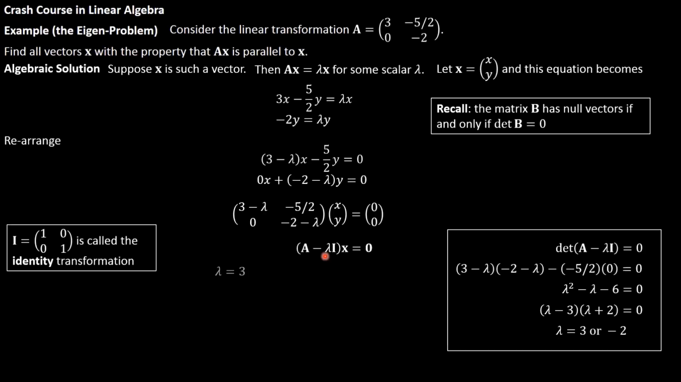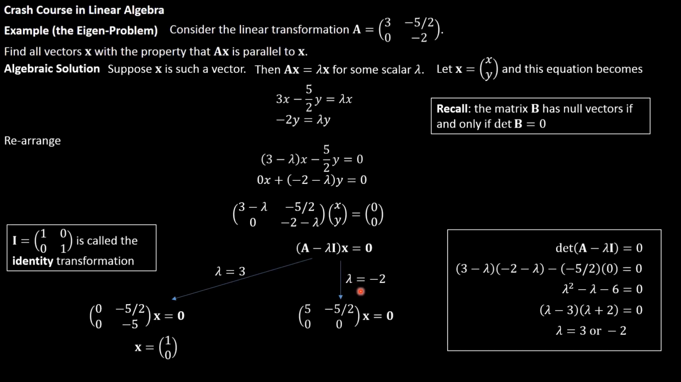If lambda is 3, so we subtract 3 along the diagonal of A, and you end up with this system of equations, which is really easy to solve. You just get (1, 0). I'll leave that as an exercise for the student. And similarly, if you subtract -2 I from A, then this system becomes this, which also has a pretty simple solution, (1, 2). And you'll recall those are the purple and green vectors that we found on the previous slide.